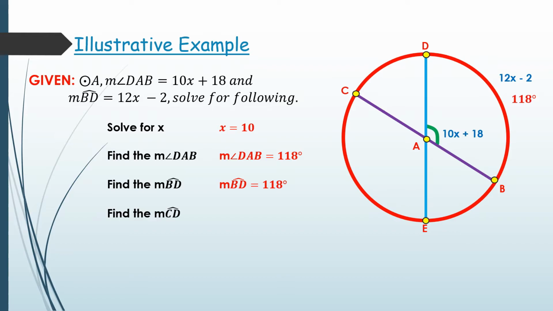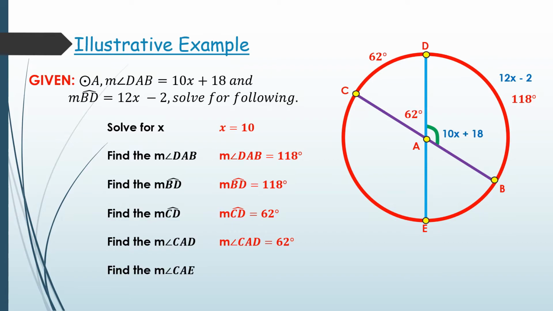So now let's find the measure of arc CD. So arc CD is equal to 62 degrees. Since arc CD and arc DB will form a semicircle, which is 180 degrees, and you already have DB is equal to 118 degrees, therefore CD should be 62 degrees, so that when you combine the two arcs, you will have 180 degrees. Then let's find the measure of angle CAD. So angle CAD is a central angle with intercepted arc CD. Since CD is 62 degrees, measure of angle CAD is equal to 62 degrees.